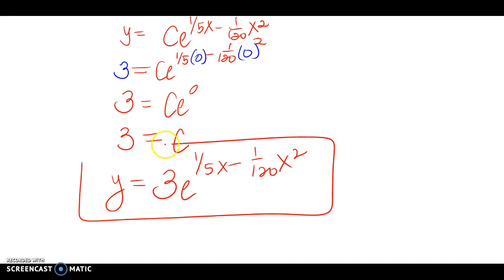Biggest takeaway here, guys, is that you have to separate your variables, get y's on the left, x's on the right, and then do your antiderivatives to each side. Solve for y, use your initial condition to solve for c, and then set up your final equation.